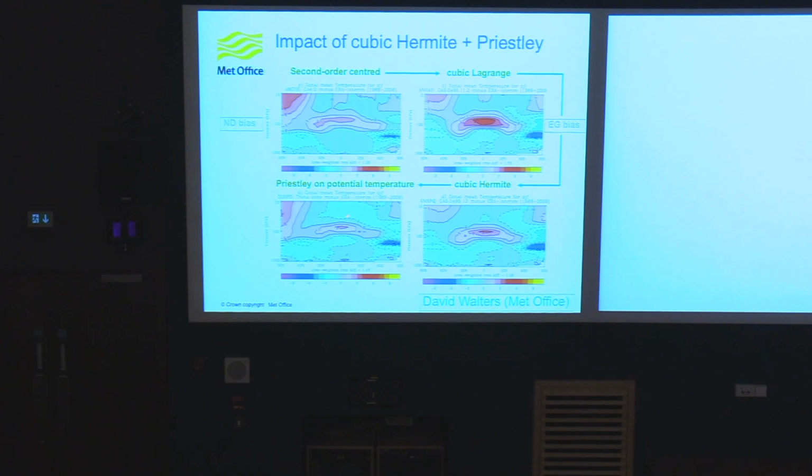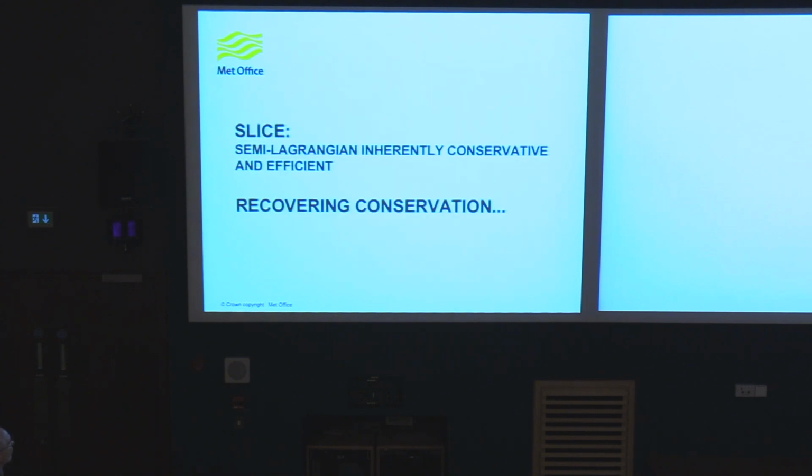If we then move to conserving the potential temperature using the Priestley scheme that I mentioned before, then we get what is actually a very good result. It's still a warm bias, but a much reduced warm bias compared with what we had before, and actually an improvement on the previous model. So that argument is just trying to say that what we do does matter, does make a difference, even in something as complex as the full unified model.